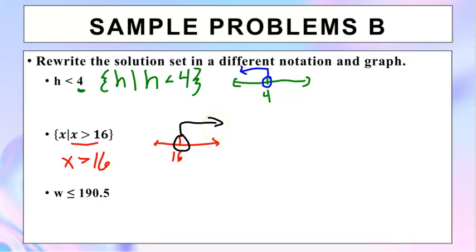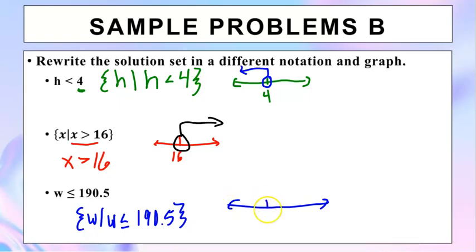This next one, I need to put this in set builder notation, so I have my braces. And it would be w such that w is less than or equal to 190.5. And then on a number line, the main number is 190.5. Now, if you want to put more numbers on there, you may, but the main point is we want to see where that number is and where the solution would be based off of that number. So since it can equal it, I'm going to have a filled-in circle at 190.5. It has to be less than or equal to that, so it has to go to the left.